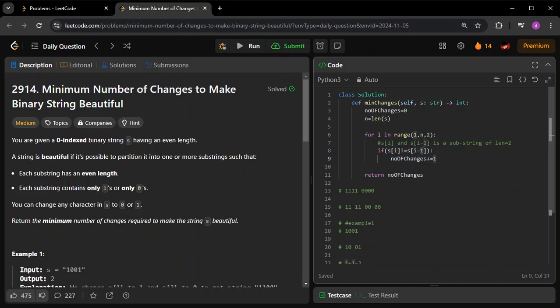I'm just incrementing the number of changes by one. I will be doing this for all the indices, that is, for i equal to 1, then 3, then 5, then 7, then 9, like that. So at every index I will be checking whether s of i is equal to s of i minus 1 or not.